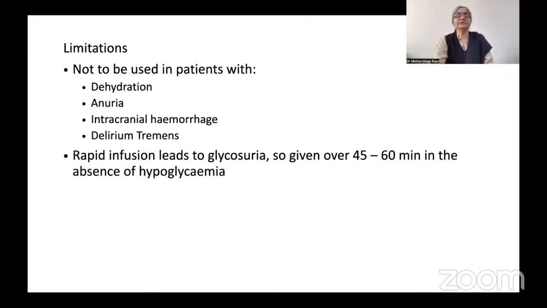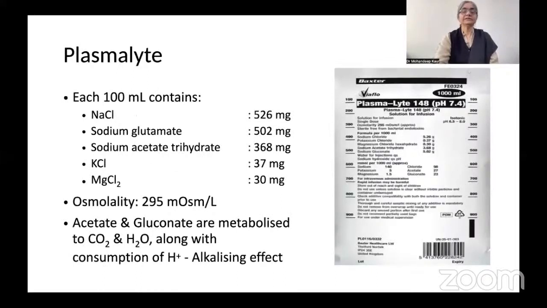Limitations being not to be used in patients with dehydration, anuria, intracranial hemorrhage, delirium tremens. Rapid infusion would lead to glycosuria, so given over 45 to 60 minutes time in the absence of hypoglycemia. Plasmalyte, it is a low chloride crystalloid with various contents as mentioned. Osmolality is same as plasma, 295 milliosmoles per liter. Acetate and gluconate are metabolized to carbon dioxide and water along with consumption of H ions, and this is the alkalizing effect.